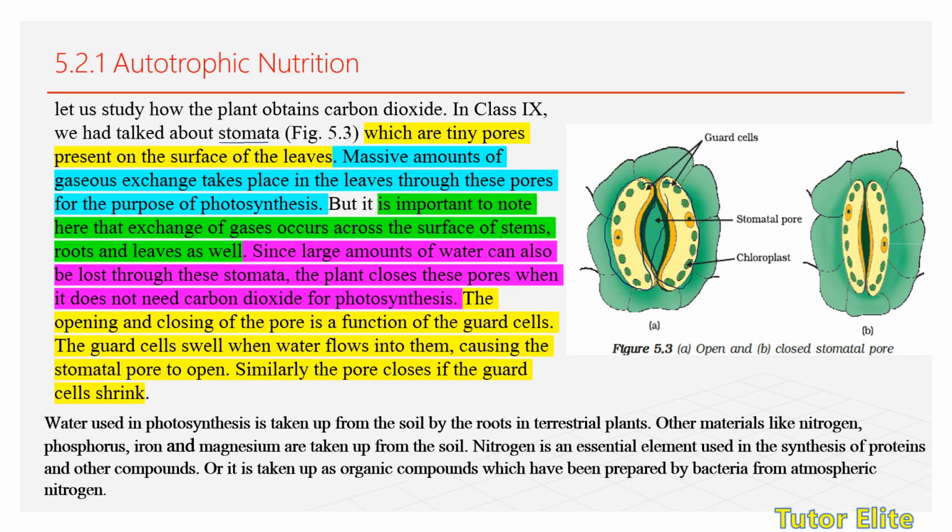Again, chloroplast, chlorophyll is present here. Yes, this is the stomatal opening. By these stomata, a large amount of water can be lost. The plant closes these pores when it does not need carbon dioxide for photosynthesis.